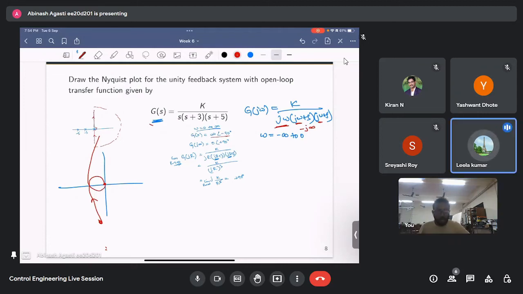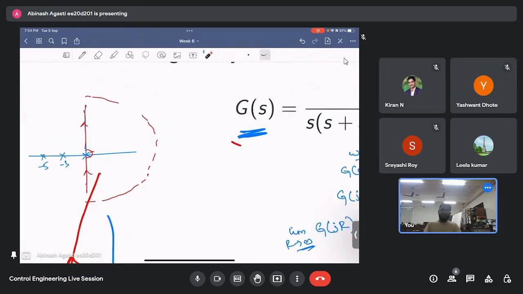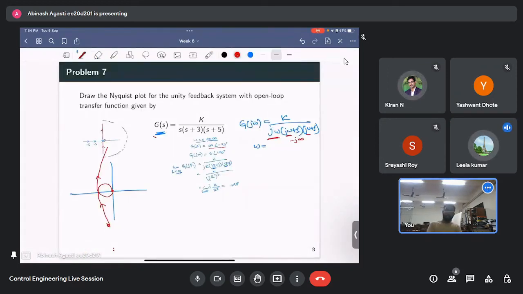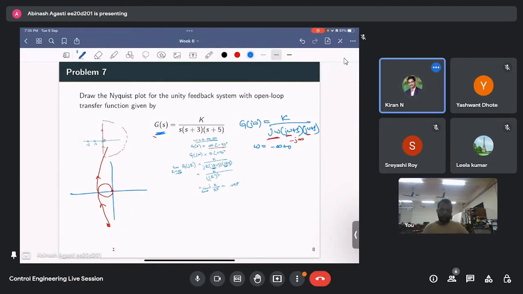The second one is not clear. Which one? The minus infinity to 0 is not clear. Okay, we'll do it completely. This minus infinity to 0, right? It is just the mirror image of the previous one, from 0 to infinity. Okay, we can do it just once again.